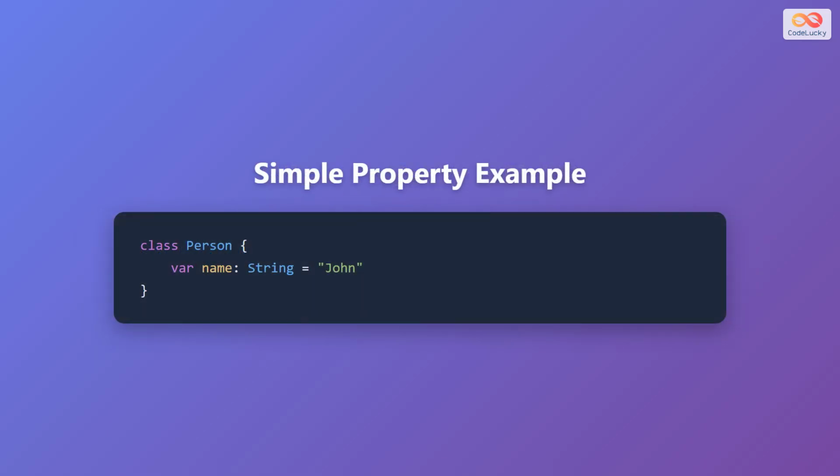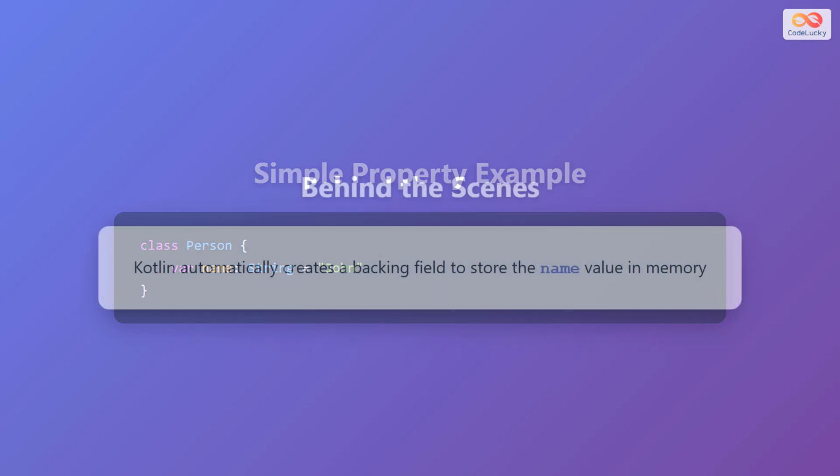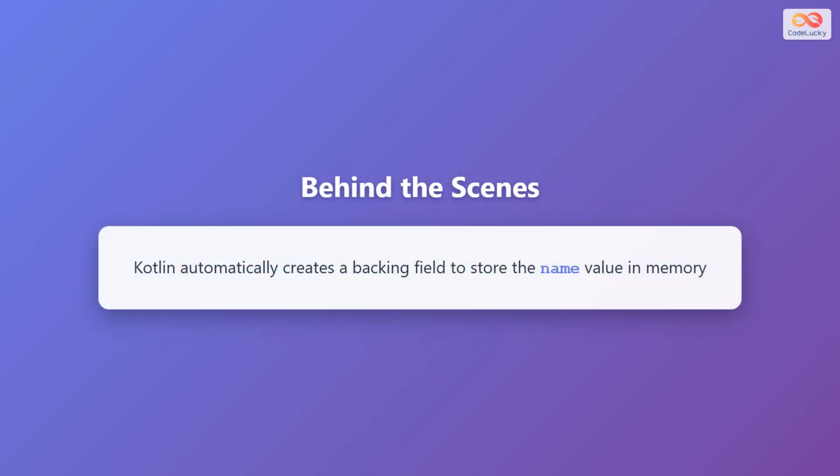Here's a simple example. When you declare a property like var name = "John" in a Person class, Kotlin does something behind the scenes. It automatically creates a backing field to store the name value. You don't see it in your code, but it's there, holding the actual string value in memory. This happens transparently without any extra work from you. However, when you start writing custom getters and setters, you need to explicitly access this backing field using the field keyword.